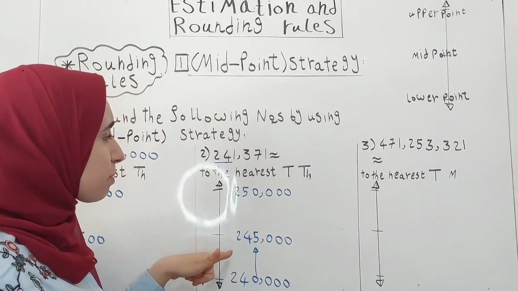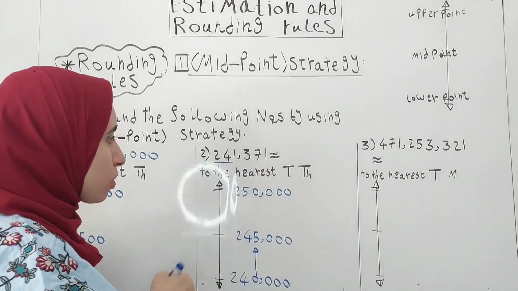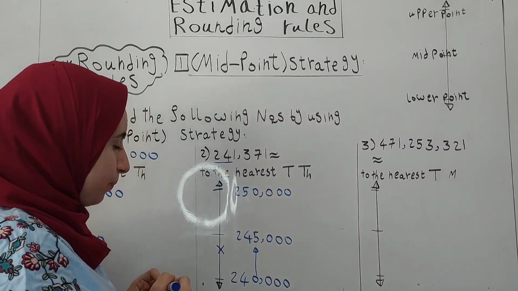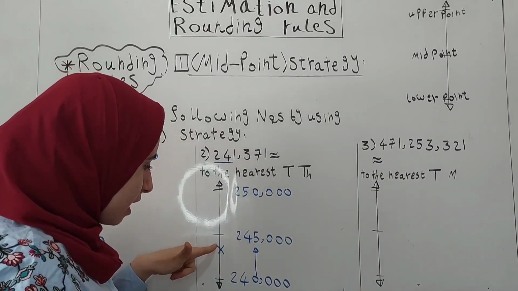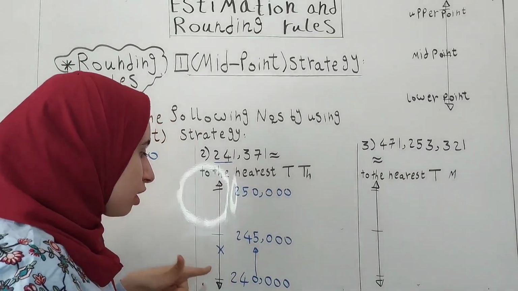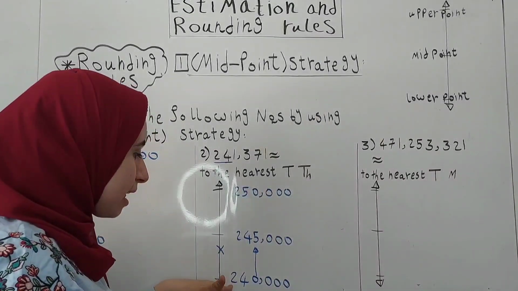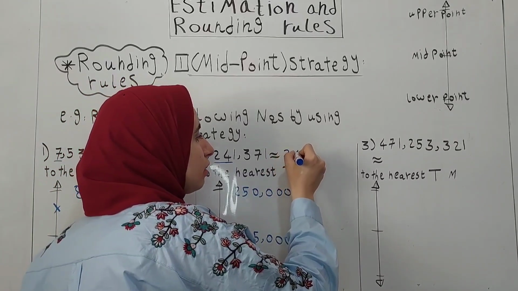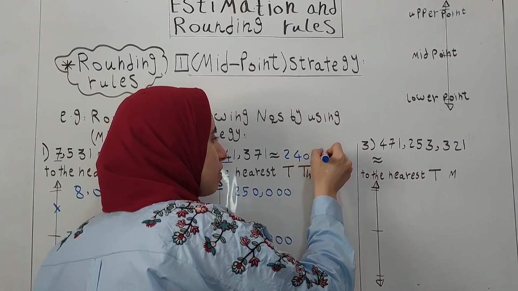241,371 is smaller than the midpoint. So we put x below the midpoint. This number is closer to the lower point. So this number approximately equals 240,000.